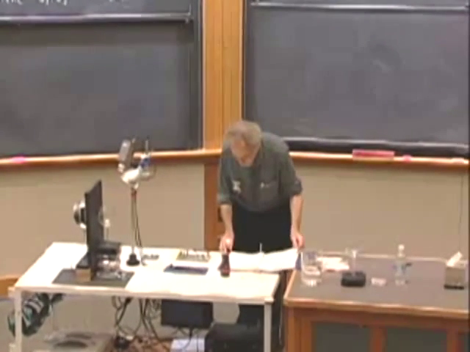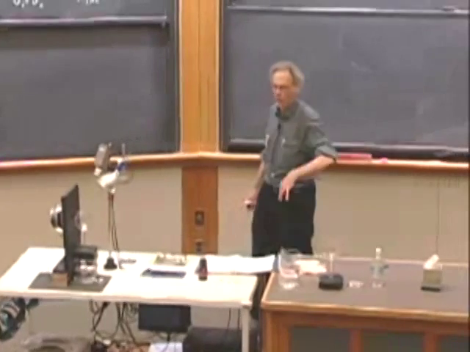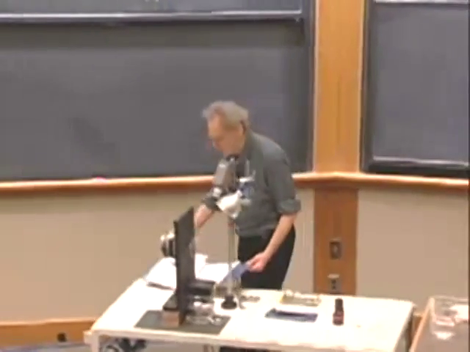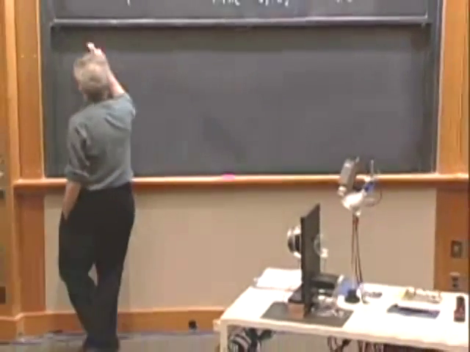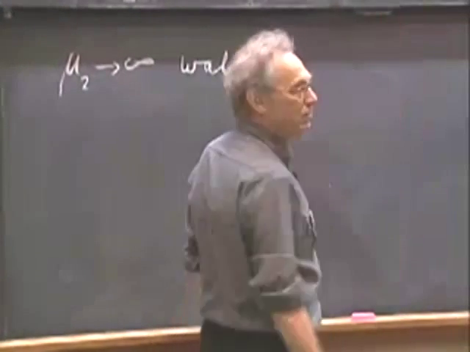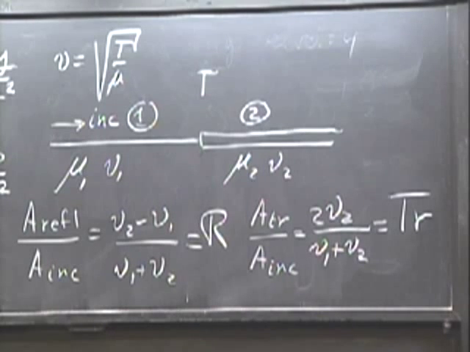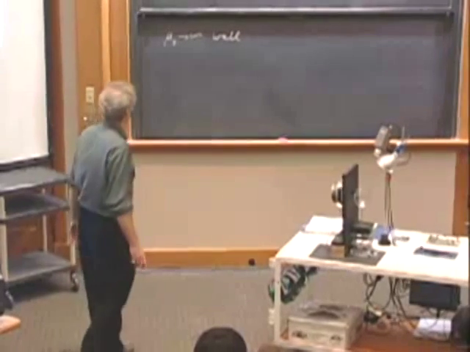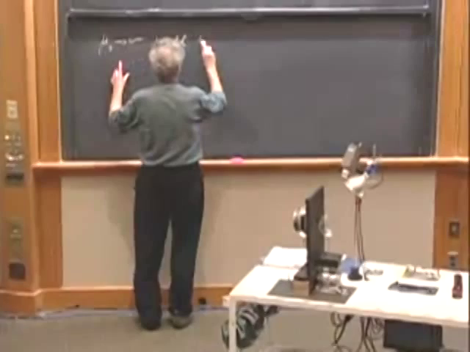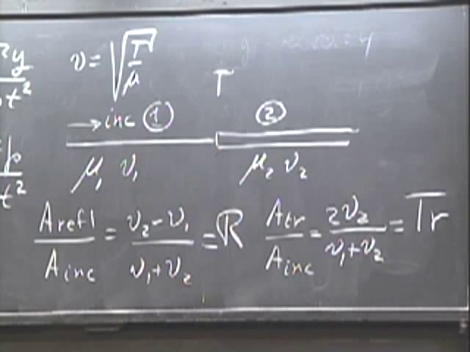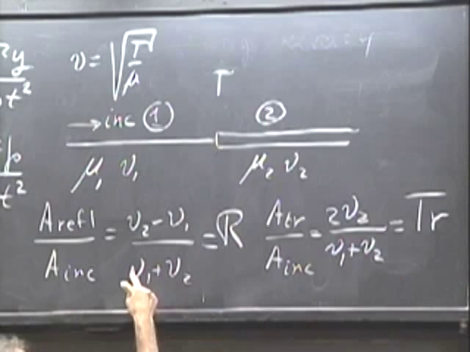And when we had done that, I put in some simple test cases where our intuition is very good. And the first thing I did was I said, suppose mu2 is infinitely high. In other words, that medium 2 is a wall. That means the string number 1 cannot move, it's fixed at the end. So that means v2 is 0. And we go to this equation and we find that R equals minus 1. v2 is 0, you get minus v1 over v1.